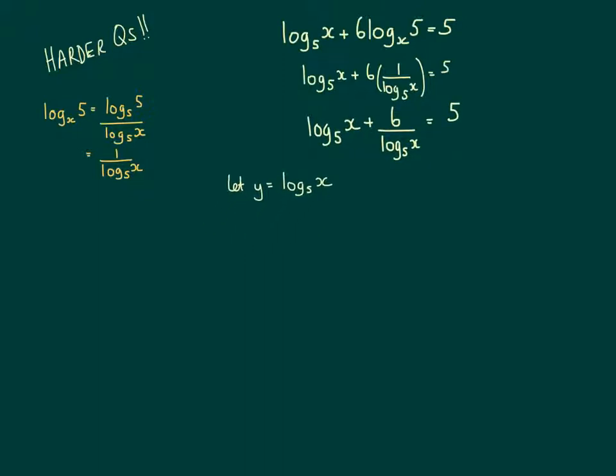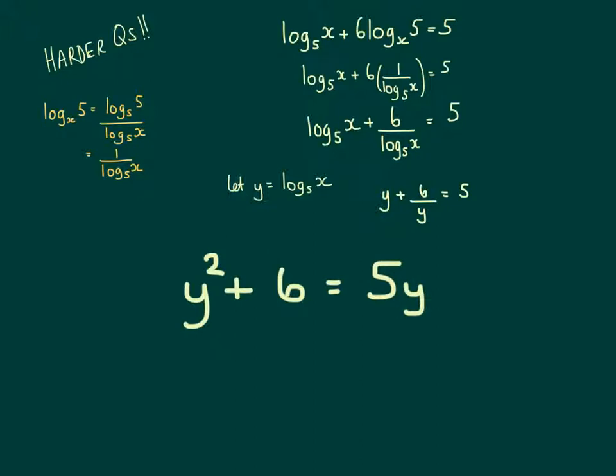Let's just move things around to give us a bit more space. So that's going to give me y plus 6 over y equals 5. Just change those log to the base 5 of x terms into y's. And that's much easier to deal with now, it's much easier on your eyes. So first things first, we want to get rid of that y in the denominator. So if we multiply all three terms by y, we get y squared, plus 6 because the y's cancel, equals 5y.